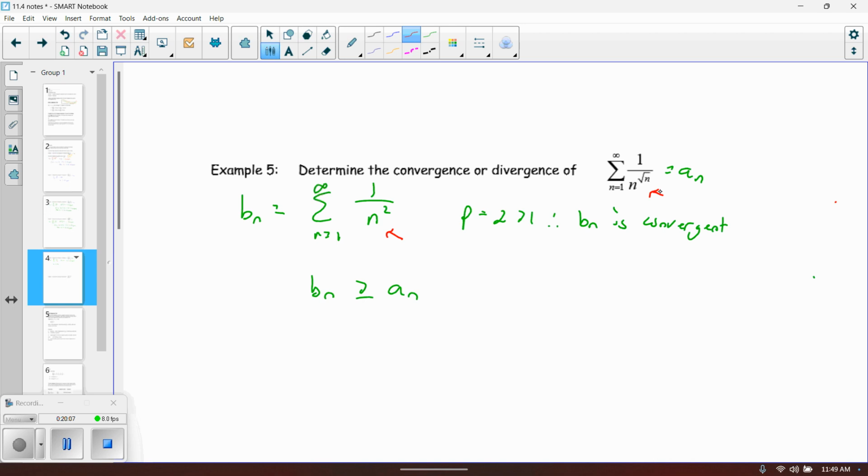This won't actually work until you get to 4. After n equals 4, everything will work. Because if you plug in 4, you're going to get 1/16 for b sub n. If you plug in 4 for a sub n, you also get 1/16. After that, all the numbers that you're going to plug in for n are going to work. So from here, we would just say that that is the case for n bigger than or equal to 4. And then you would continue, and we already determined that b sub n is convergent.